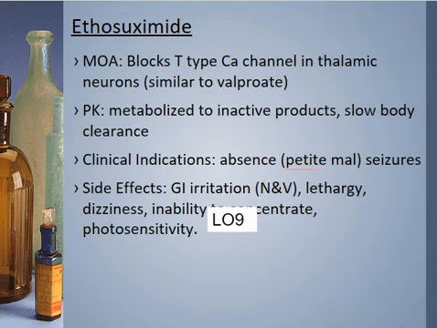Ethosuximide blocks the T-type calcium channel, specifically in the thalamic neurons, similar to the supposed mechanism of valproic acid. There's a metabolic activity of ethosuximide where some of the metabolites are converted into inactive products. This drug tends to stick around for quite a long period of time. These inactive products also may have slow body clearance.